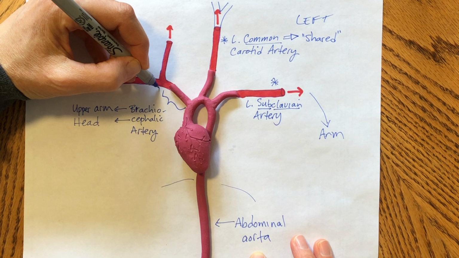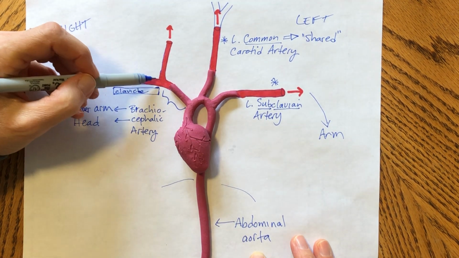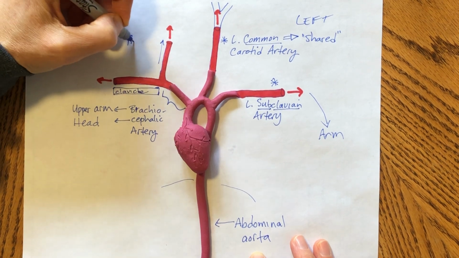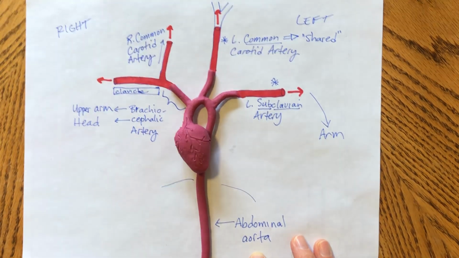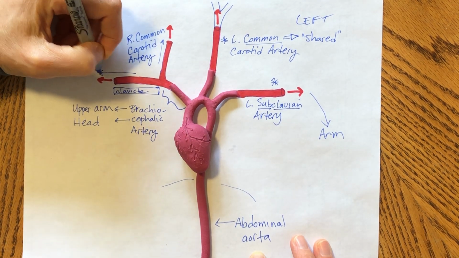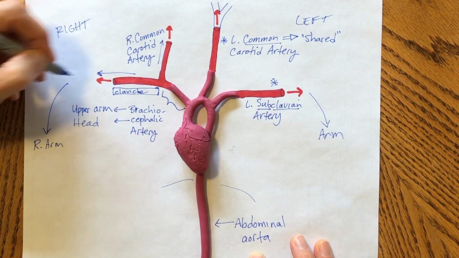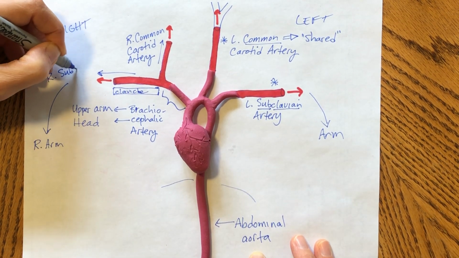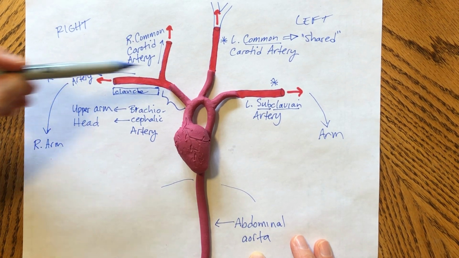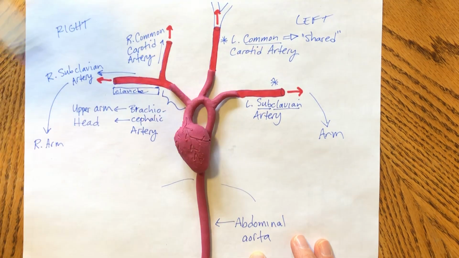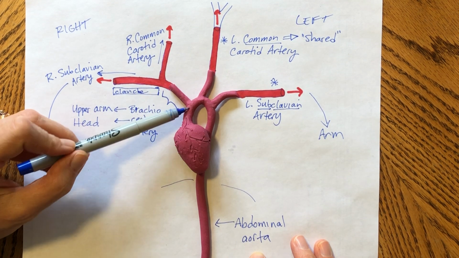Once it branches, and the end of the clavicle is right about here, once it branches, this branch that goes up towards the head is the right common carotid artery. And this artery that goes along the clavicle towards the right arm is the right subclavian artery. So there is a right subclavian and a left subclavian. There's a right common carotid and a left common carotid, but on the right side, coming off the aortic arch, is this brachiocephalic artery that is just this one little section right here.